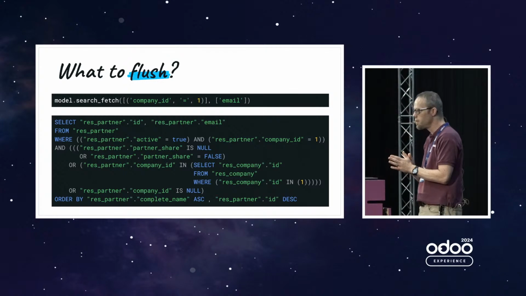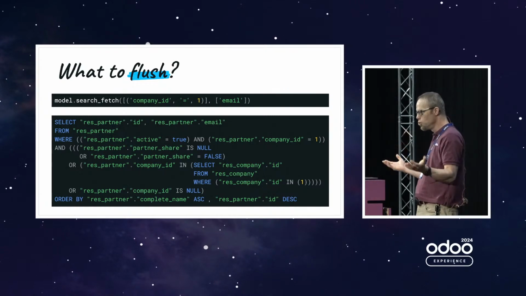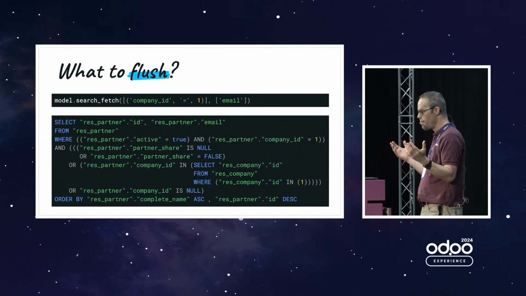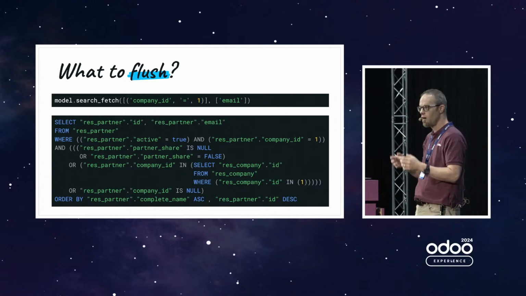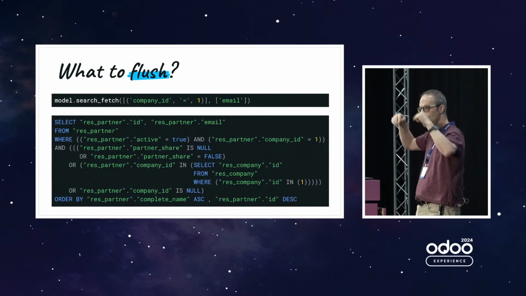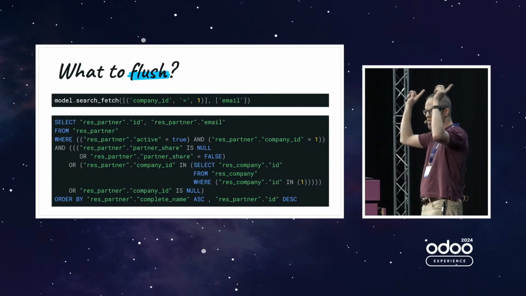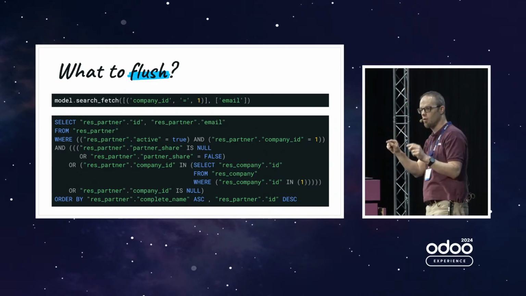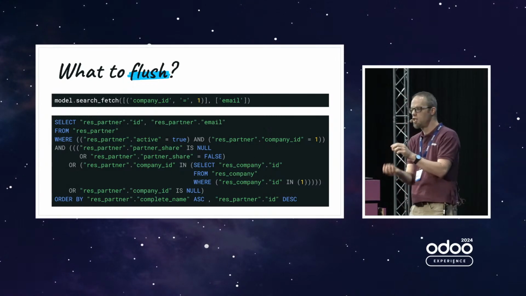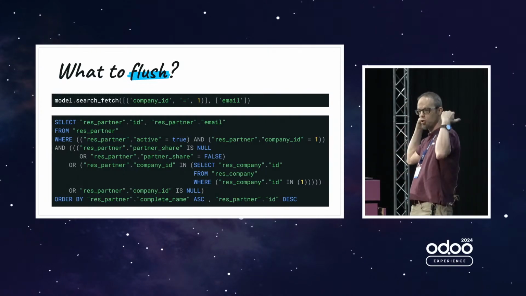And the problem is always, okay, if I'm making an SQL query, what should I flush? In Odoo, the only thing you should care about are fields. So essentially, which fields are impacting the result of this SQL query, and those are the things you should push to the database before doing the SQL query. This SQL query is the one actually made if you call search fetch on that domain with a company ID and fetching the field email. So the question is, okay, what should the ORM flush?